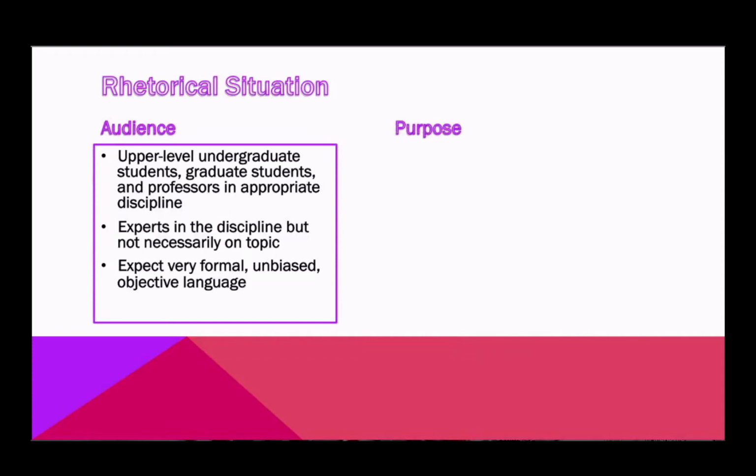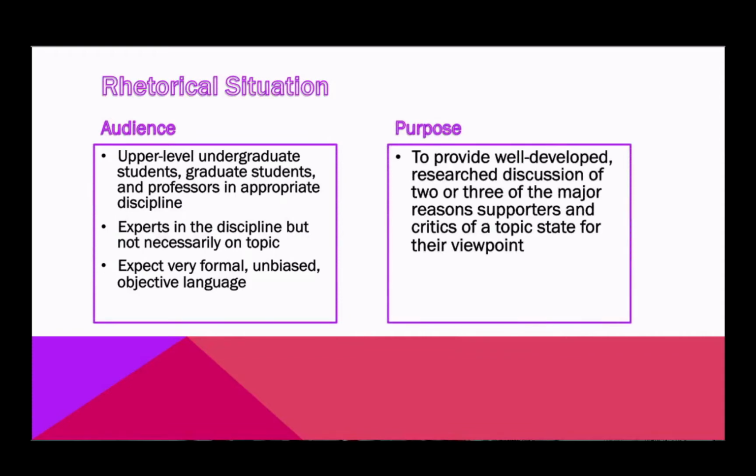Okay, now let's talk about purpose. The purpose of your paper is to provide your readers with a well-researched, unbiased, objective, balanced report of at least two sides of a controversial issue. And you want to discuss two or three of the major reasons that both supporters and critics of a topic state to support their viewpoint.